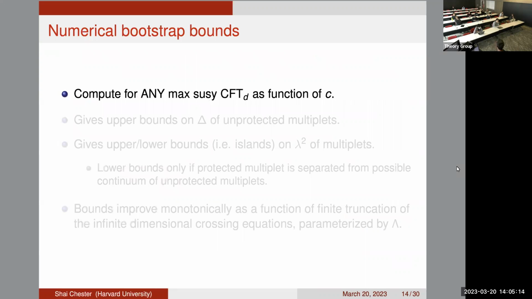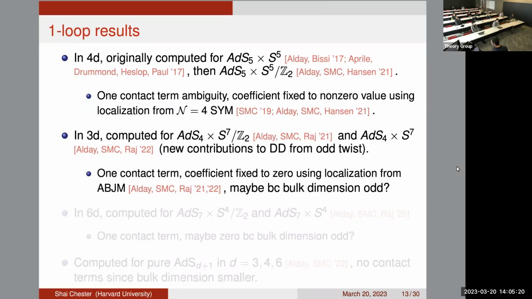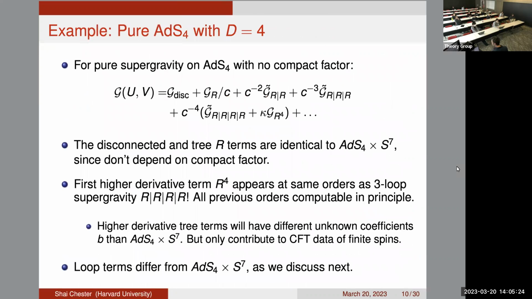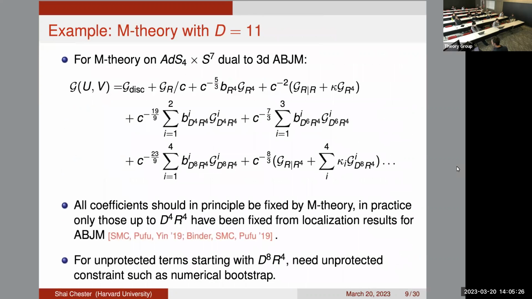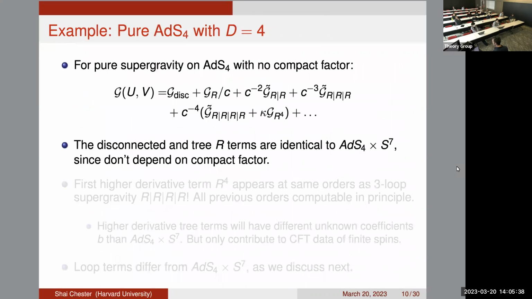Okay, so. Sorry, yes, what was the logic that there are no contact terms since the bulk dimension is small? Okay, good question. So basically, the logic is that you have a contact term, as shown in this previous slide, if there is an R to the 4 term, which shows up at an order lower than the one loop term. And so when the bulk dimension is big, like 11, then you'll always have such a term. When the bulk dimension is small, then the contact term shows up at a much higher order. So it's just some dimensional reason.